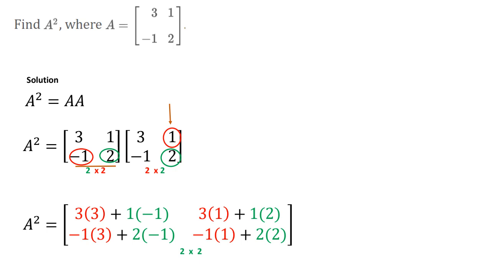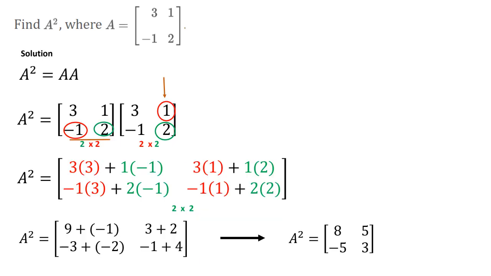And when I simplify, I have 9 plus a -1. It's going to give me an 8. 3 plus 2 is a 5. A -3 plus a -2 is a -5. And the -1 plus 4 is a 3. So this is how we do the matrix multiplication.